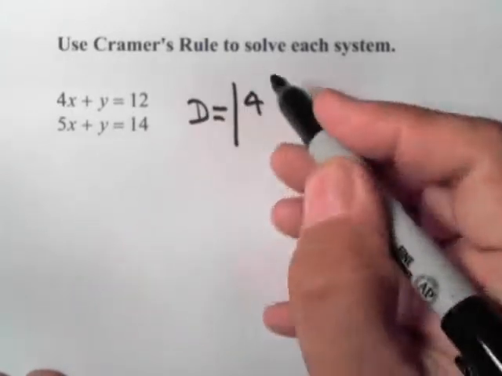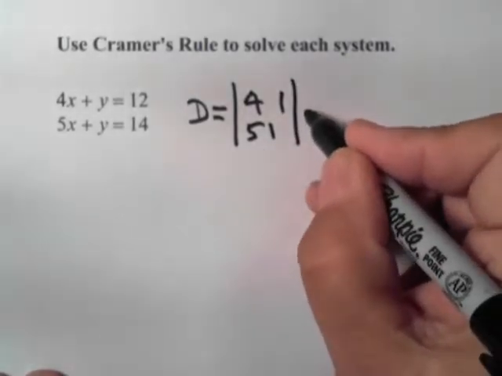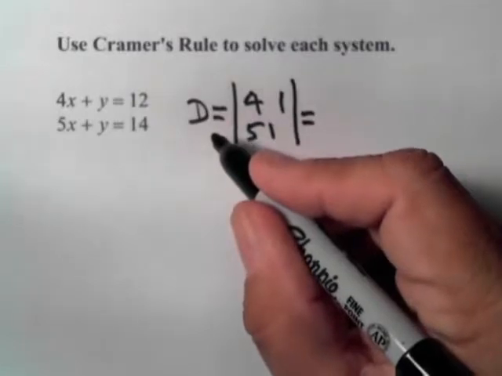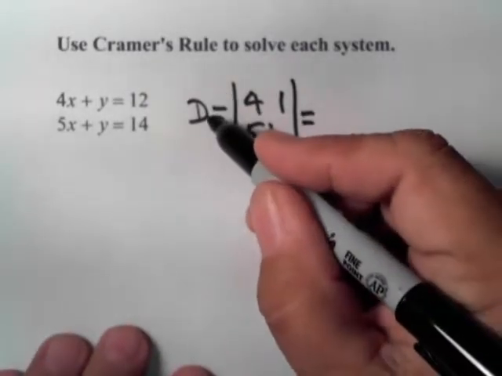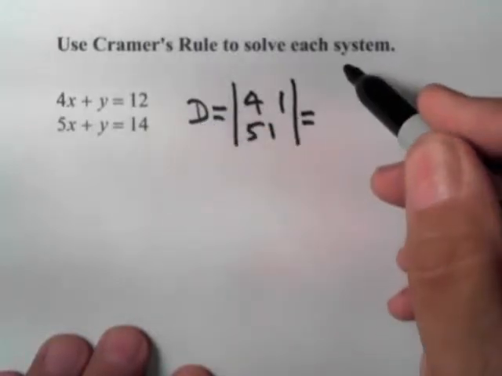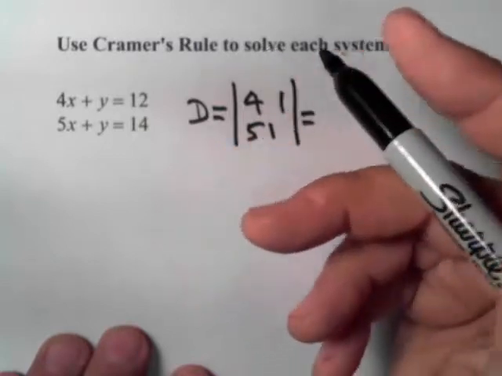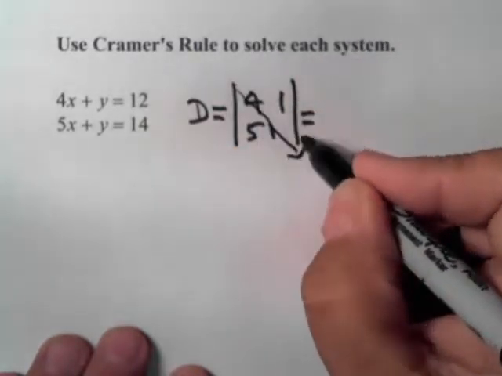5 and 1, okay. Now, before you do anything else, you always want to find the value of this plain D. The reason for that is if it's 0, then you don't have a good solution and you don't want to waste your time doing any more work on it. So here we go again. Let's see what we get.